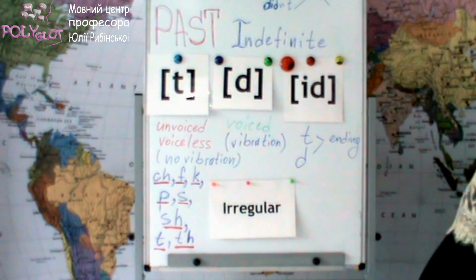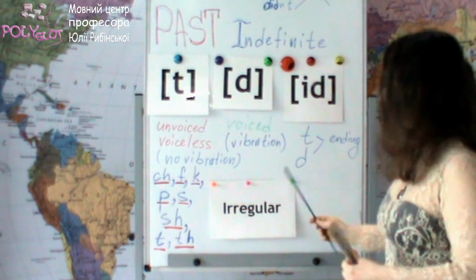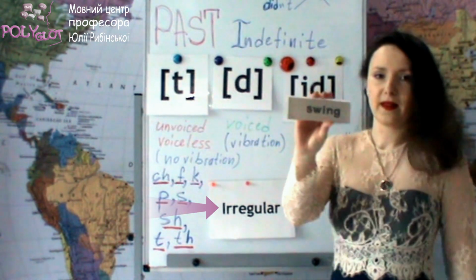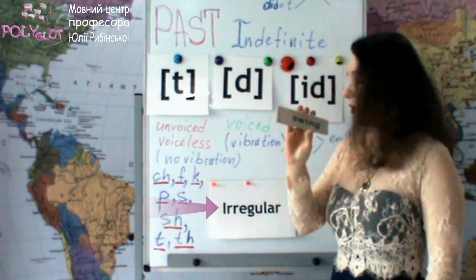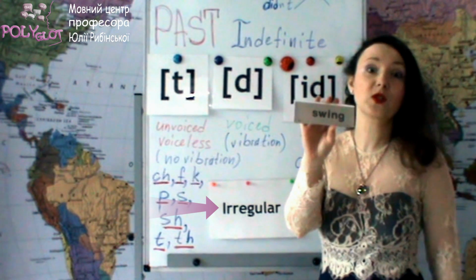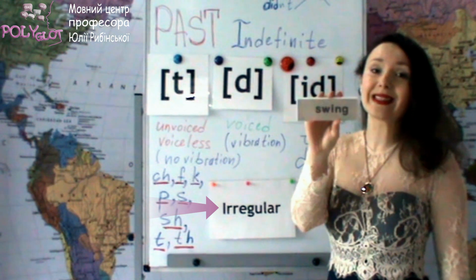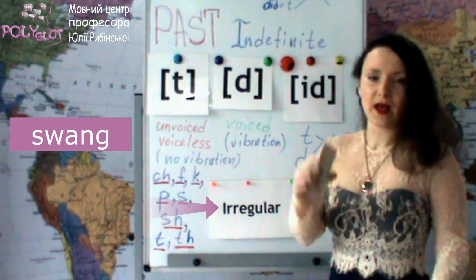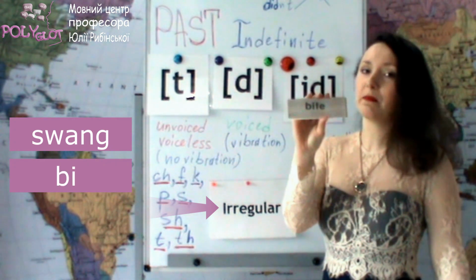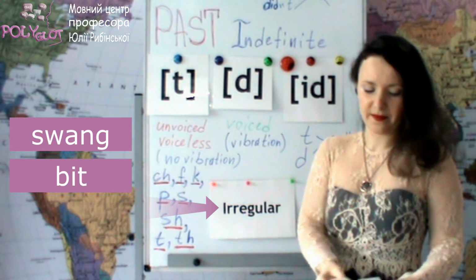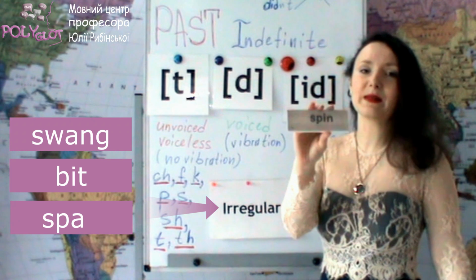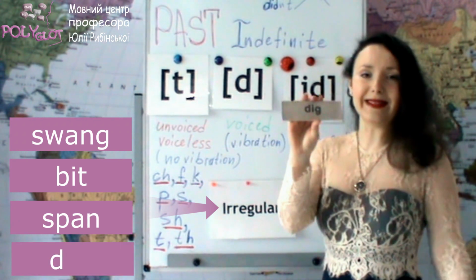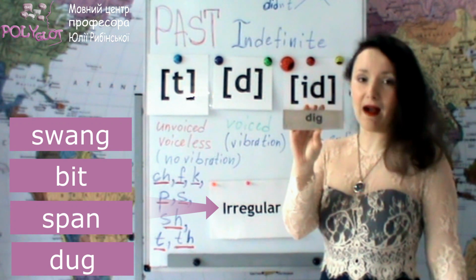And of course, let's not forget about irregular verbs. The fourth group is the group where irregular verbs should be learned by heart. Swing, swang, swung. Bite, bit, bitten. Spin, span, spun. Dig, dug, dug.